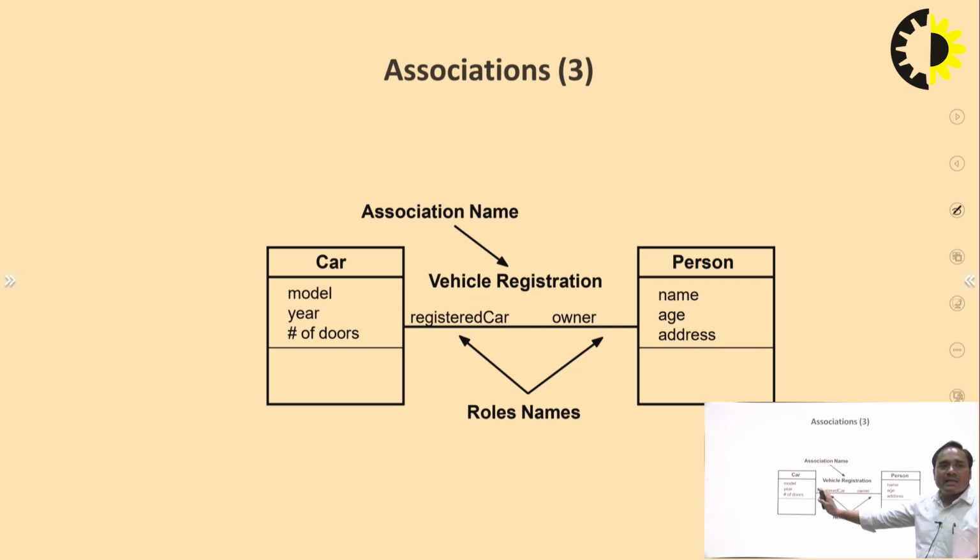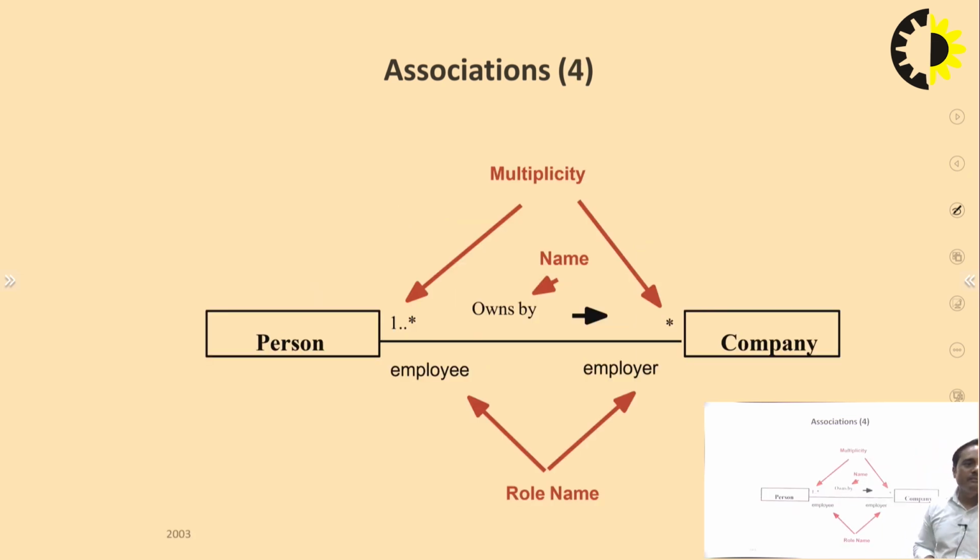Association is represented by a name. For example, car is a class, person is a class, and car has the model, year and door. And what is the association name? Vehicle registration is the association name. If you create a link between car and person, the association name is vehicle registration. Registered car and owner are the role names, showing either the registered car or the owner. So it shows the role names. And the association name is vehicle registration.